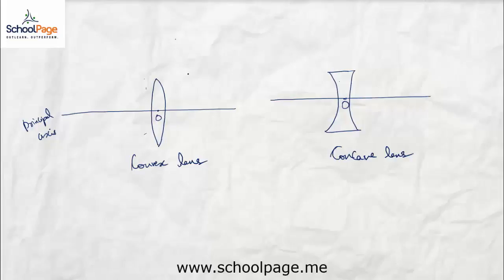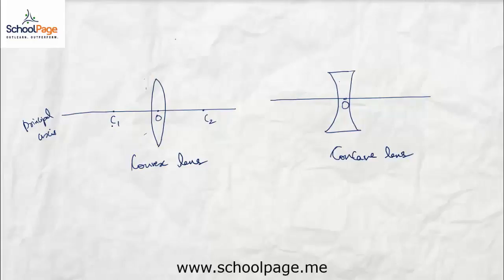Since each of these surfaces forms a part of a sphere, the centers of the spheres are known as centers of curvature. So if we complete a hollow sphere here, this will be the center of curvature for this sphere, and this will be the center of curvature for this hollow sphere. The principal axis passes through the two centers of curvature. Since there are two centers of curvature, they are represented as C1 and C2.